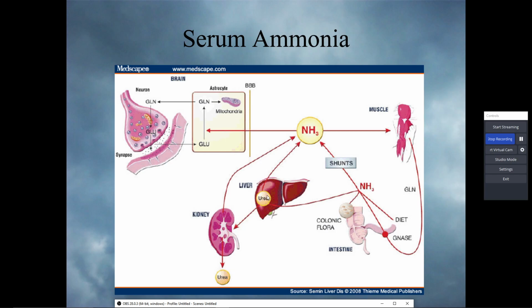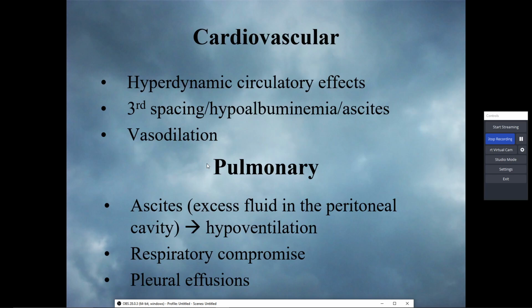The two filters aren't doing their job. What do we have? Buildup of what? Ammonia. Ammonia is exposed to the central nervous system. Boom. Alteration.